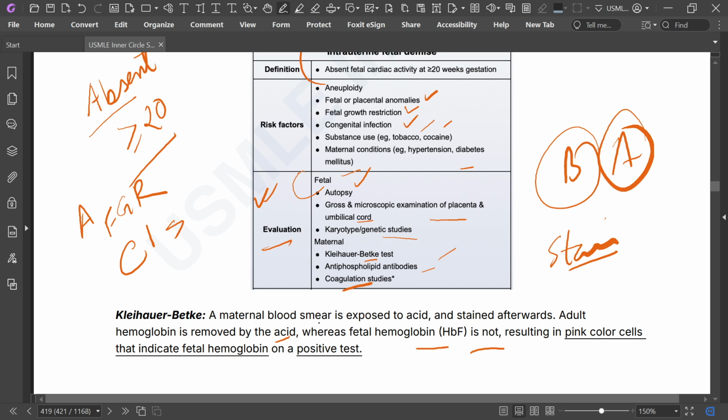Okay, how do you diagnose the fetal-maternal hemorrhage? You diagnose it by the Kleihauer-Betke test. The maternal blood smear is exposed to acid and stained afterwards. Adult hemoglobin is removed by the acid, but fetal hemoglobin is not removed, resulting in a pink color that indicates fetal hemoglobin, or a positive test.